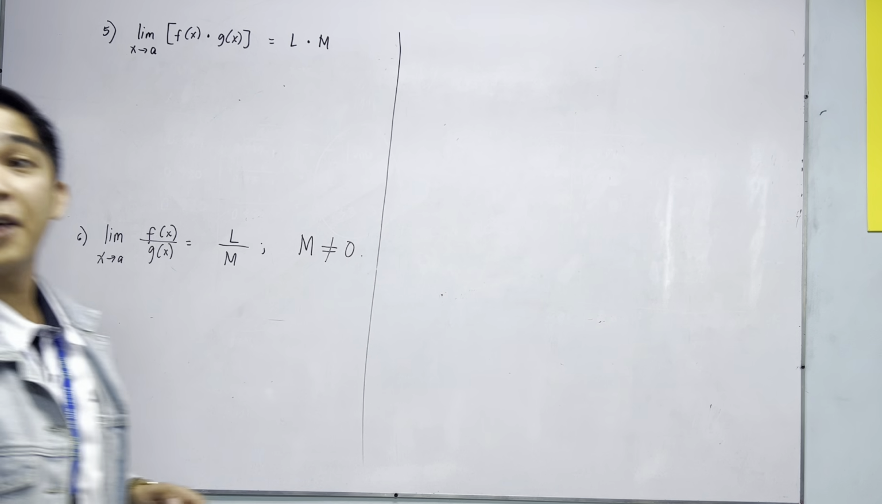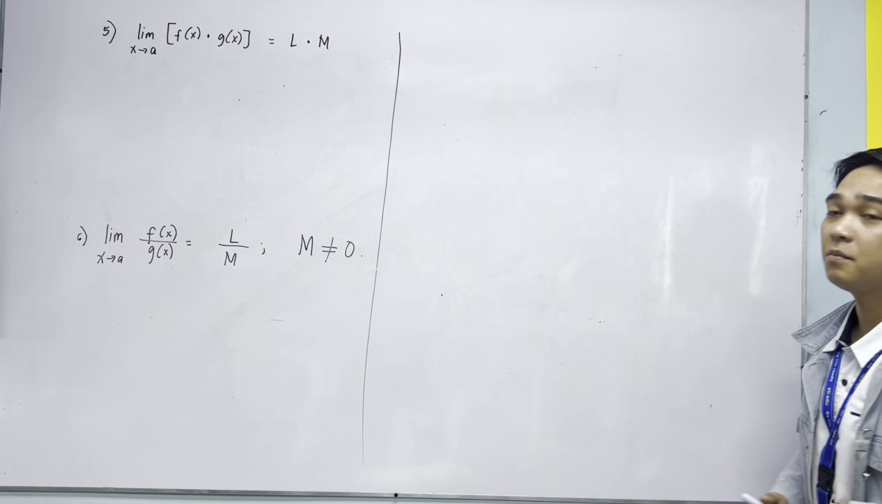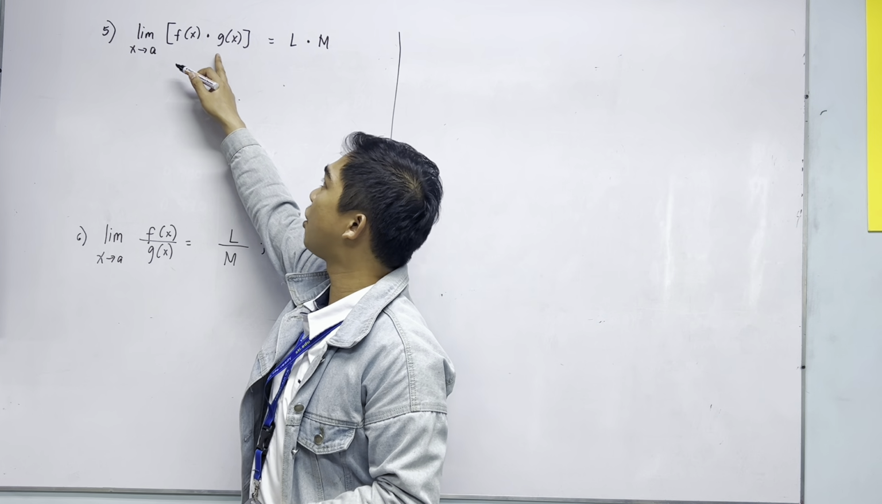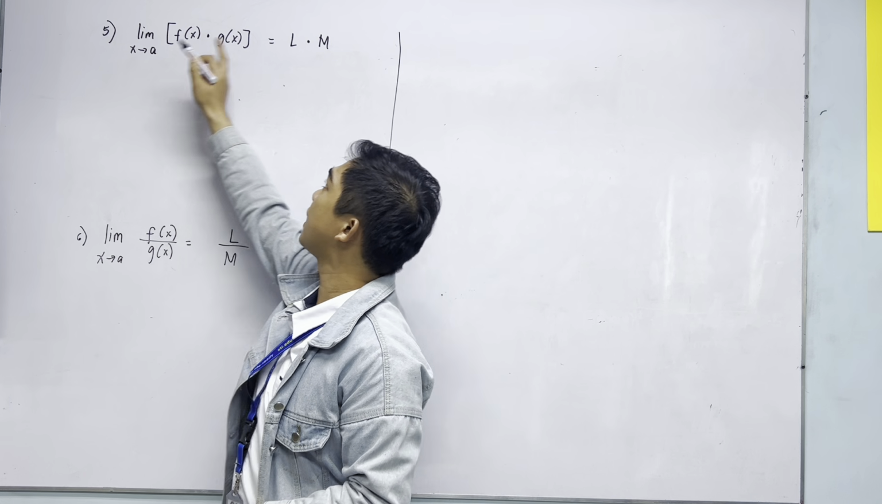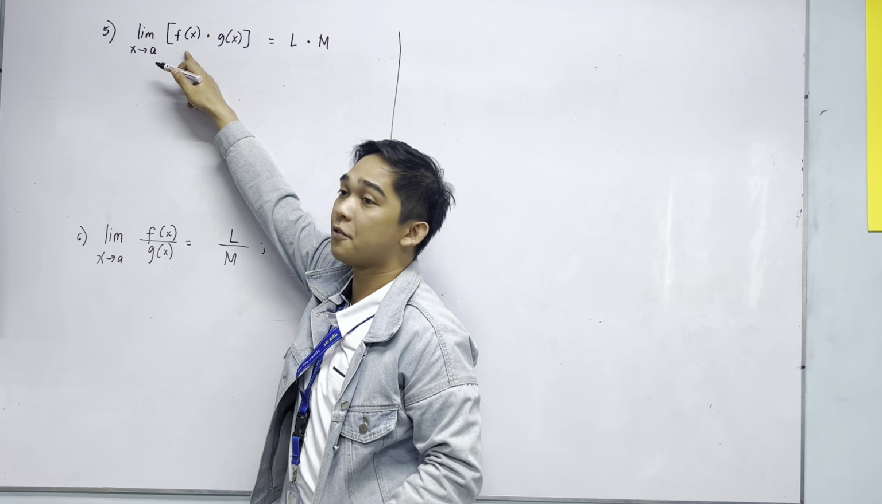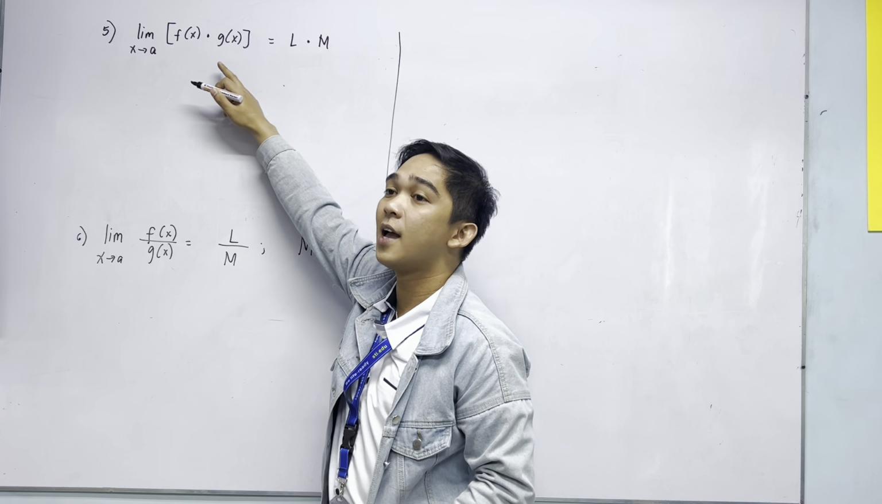Next, theorem number 5. Product theorem. So, multiplication naman. Limit of f of x times g of x as x approaches a is equal to the limit of the first function times the limit of the second function.